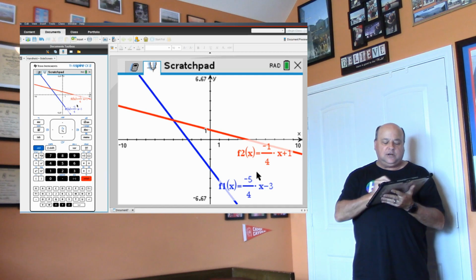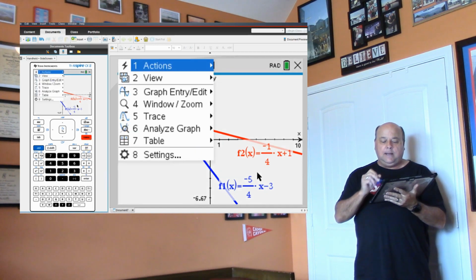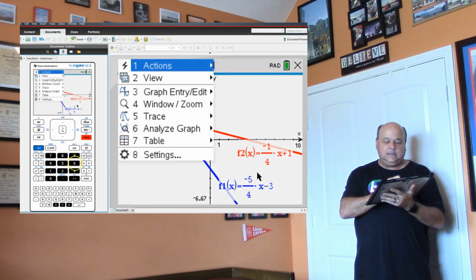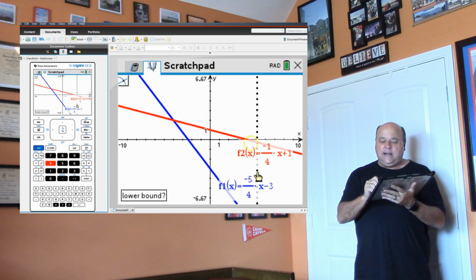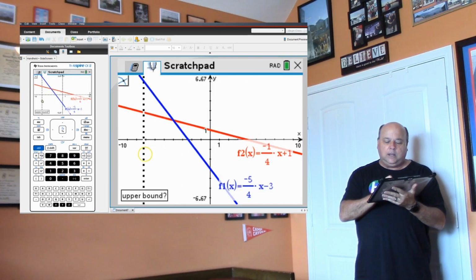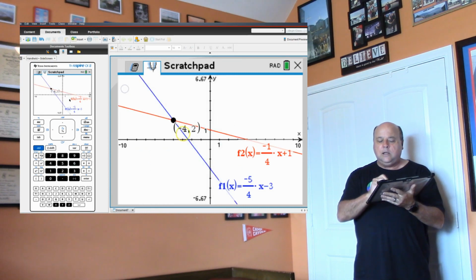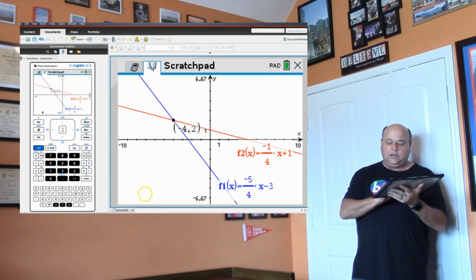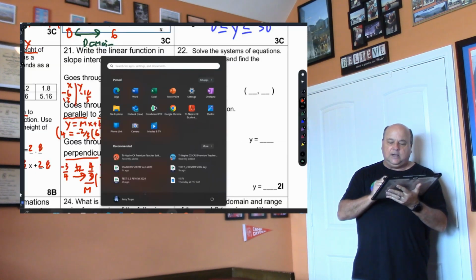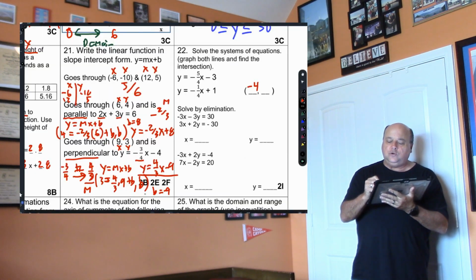I need to find out where they intersect. So Menu, I'm going to analyze the graph, 6. 6 is analyze graph, and I want the intersection, 4. And now I got to drag this. So I'm going to click, go across, click. Negative 4, comma 2 is the intersection point. So I'm going to go to my calculator. They intersect at negative 4 and 2.